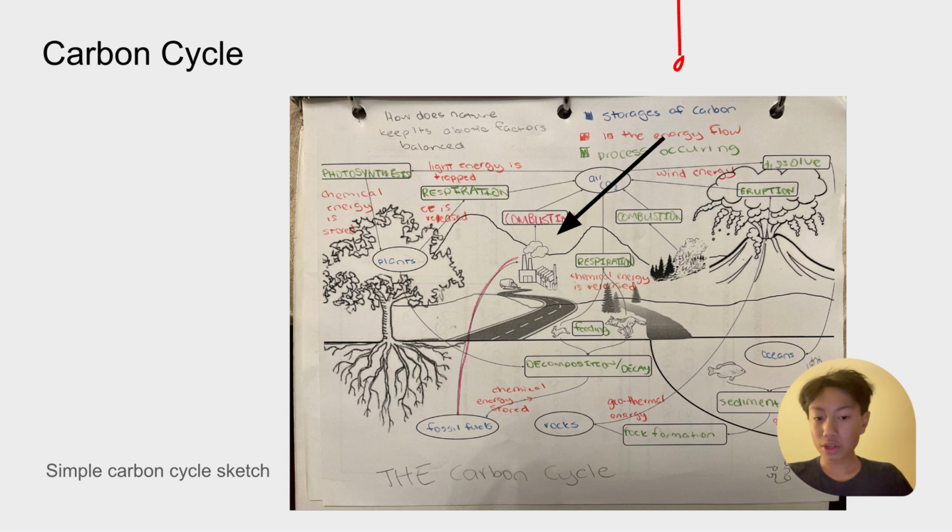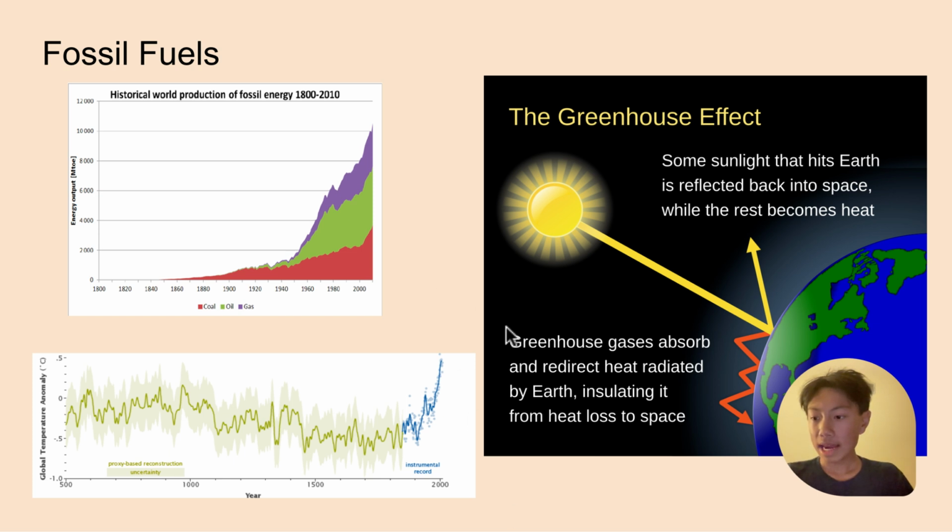These pictures show the greenhouse effect and how it works. The picture to the right shows how greenhouse gases trap heat in the atmosphere, therefore causing temperatures to rise. There are three main types of fossil fuels: coal, oil, and gas.